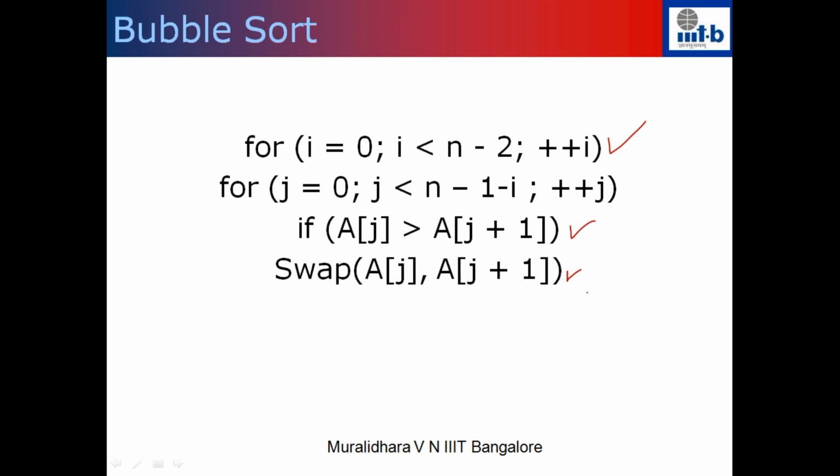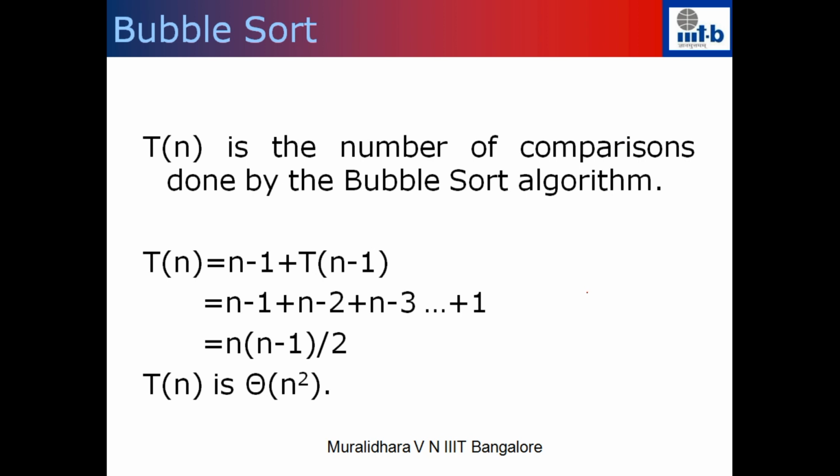So at the end of these operations, because in each iteration we are considering all the numbers, and among all the numbers that are considered, the largest number is pushed to the rightmost end, this algorithm sorts the given sequence of numbers. Let's try to understand what is the time complexity of this algorithm. Let T(n) be the number of comparisons done by the bubble sort algorithm.